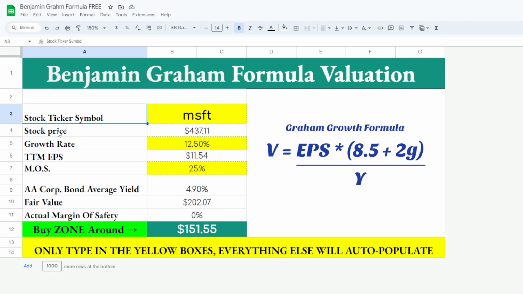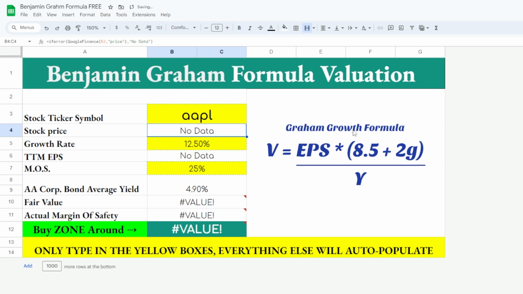It is stock ticker symbol, which, what's really cool right here, is all the different boxes in yellow. These are the boxes that you can go in and change to whatever different stock that you want. And whatever ticker symbol you put in here, it's automatically going to populate with all the information you need. So for example, if I type in AAPL, that's the ticker symbol for Apple stock, and then press enter, it's automatically going to populate Apple's current stock price. It's going to populate things like the trailing 12 months earnings per share.